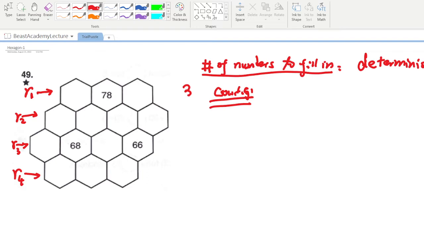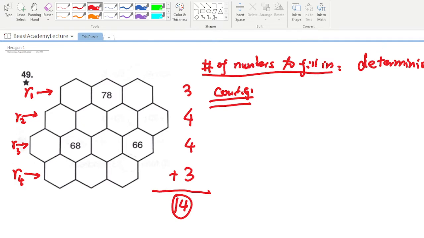How many numbers on the second row? 4. How many numbers on the third row? 4. How many numbers in the last row? 3. Okay, so can anybody help me add these numbers together? 3 plus 4 plus 4 plus 3. 14. Okay, so that means what?